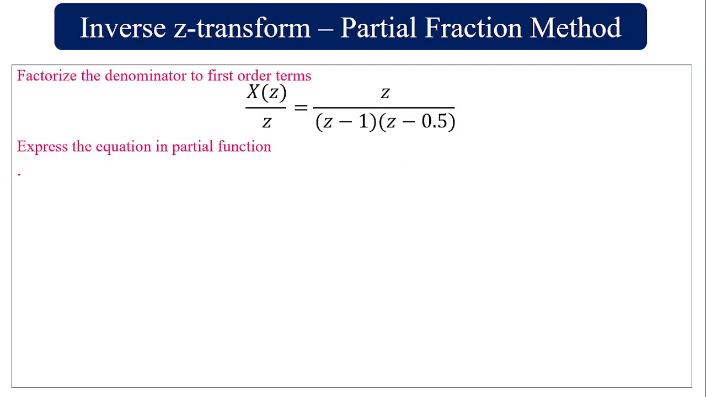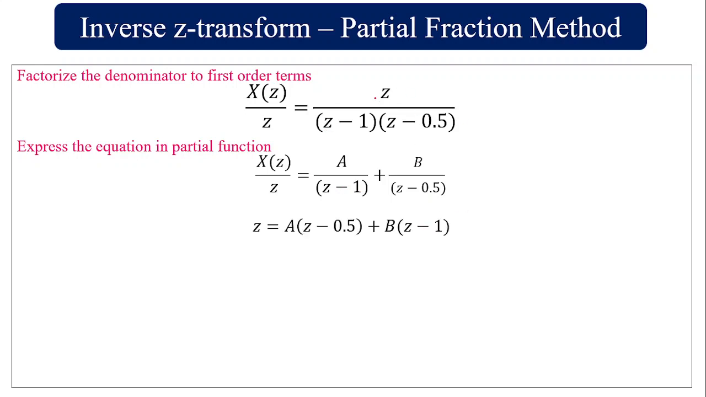Step number 4, express the equation in partial fraction form. The number of constants that we are going to use is 2, because you have two first order terms here. So a divided by z minus 1 plus b divided by z minus 0.5. Now to find the values of the constants a and b, I'm going to replace x of z by z as this term. Then I'll be taking the LCM of this one, so z minus 1 into z minus 0.5. Cross multiplying, a into z minus 0.5 plus b into z minus 1. So this term and this term will get cancelled.